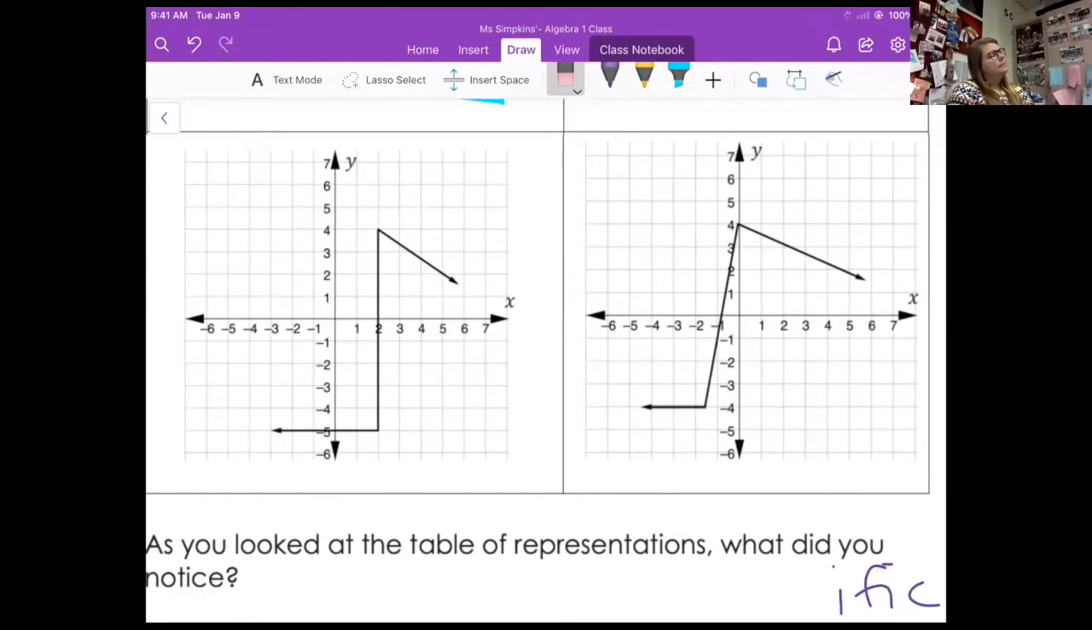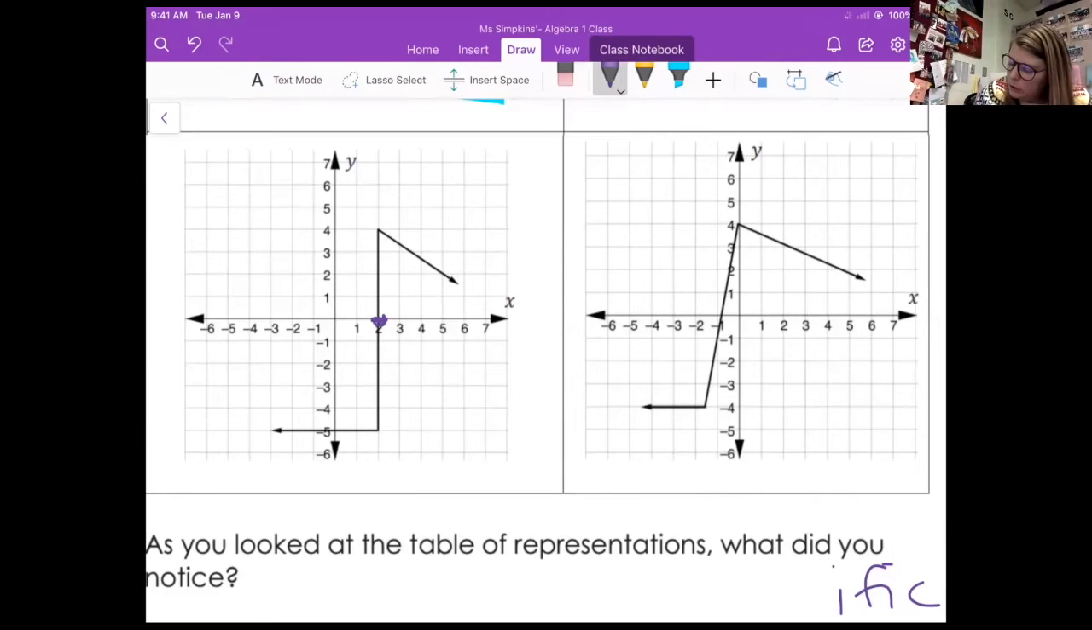Madison. So I think it's because, yeah, 2 has 2 outputs. Can you say outputs? 2 outputs. Yeah, let's say outputs. So if I look at x is 2, so that's right here. 2 as an x value has multiple y values.